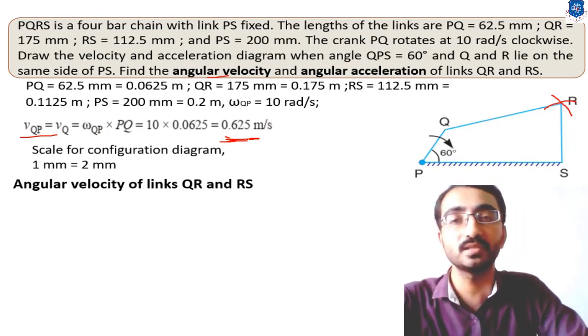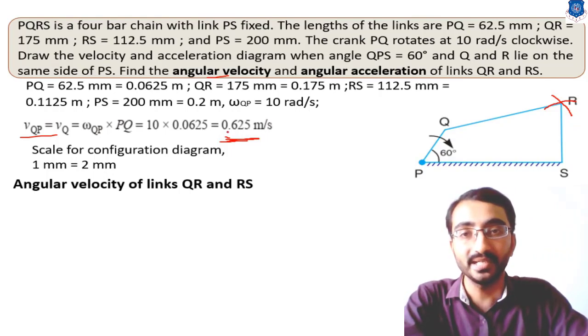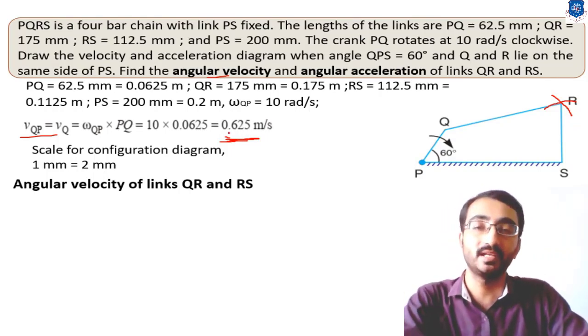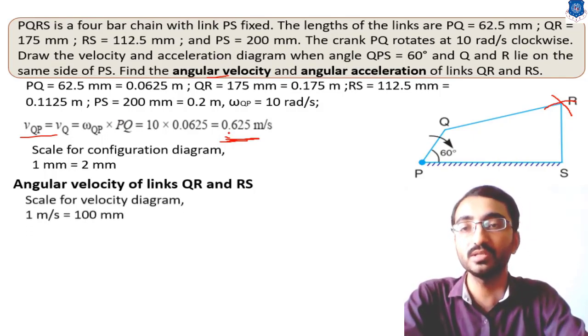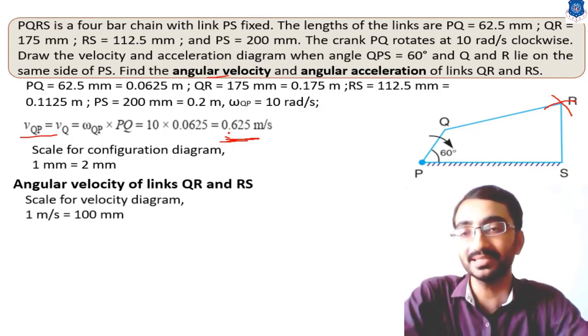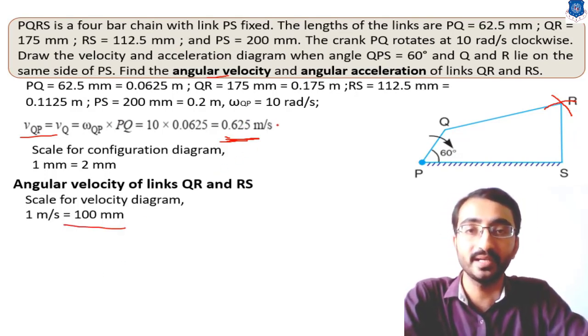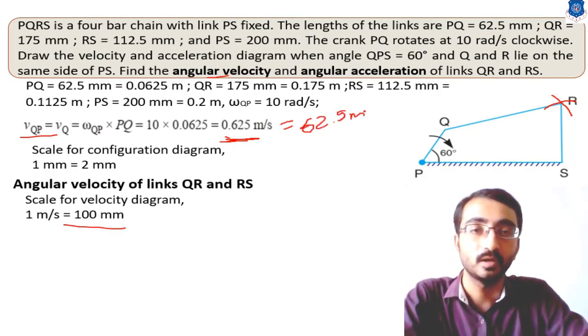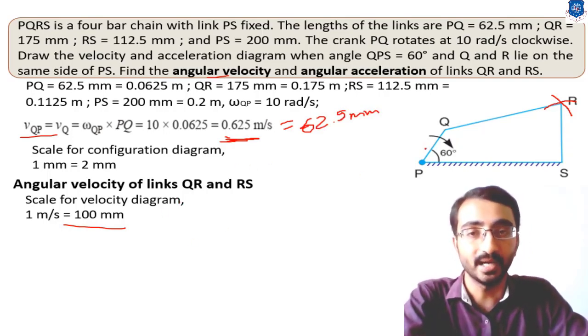So we will use this input data. First, the velocity of QP is given, but it is 0.625 meter per second, so we have to apply one more scale. We will use a scale for the velocity diagram. If we consider 1 meter per second equal to 100 mm, then 0.625 meter per second you have to plot as 62.5 mm in your velocity diagram. So let's sketch the velocity diagram first.